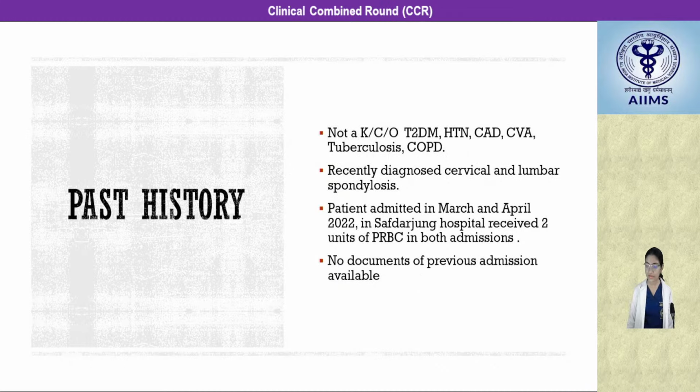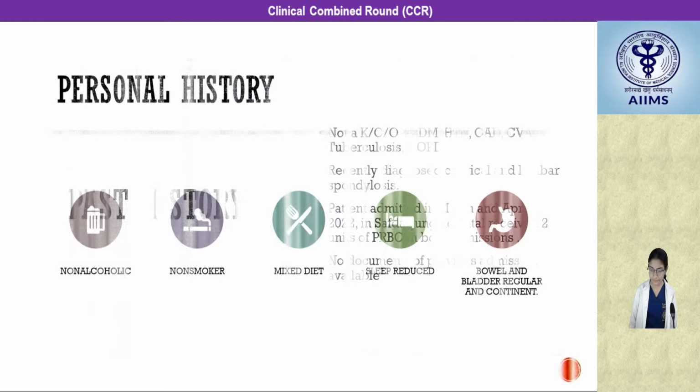Past history, she doesn't have any known comorbidities like diabetes, hypertension, coronary artery disease, CVA, or tuberculosis. She was recently diagnosed with cervical and lumbar spondylosis. She has a history of admission during March and April 2022 in Safdarjung, wherein she received 2 units of blood transfusion in each admission. No further documents regarding these admissions were available.